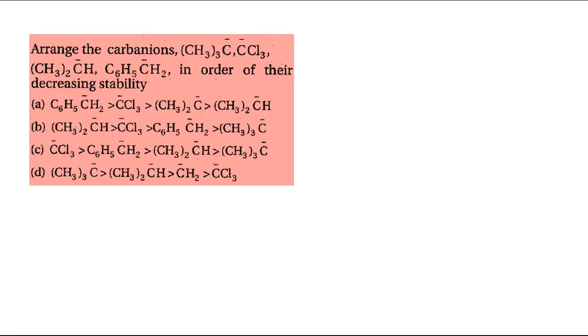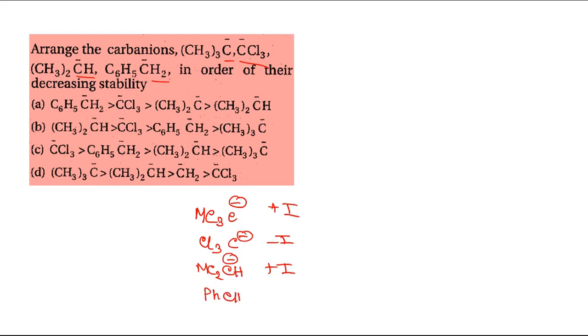The first problem: here we have a total of 4 carbanions, Me3C minus, Cl3C minus, then Me2CH minus and C6H5CH2 minus, in order of their decreasing stability. In the first case there are 3 R groups, so it is Me3C minus, then we have 3 chlorine which has a minus I effect. In this case we will have a plus I effect, and then we have Me2CH minus. Again there are 2 R groups which will be providing a plus I effect.